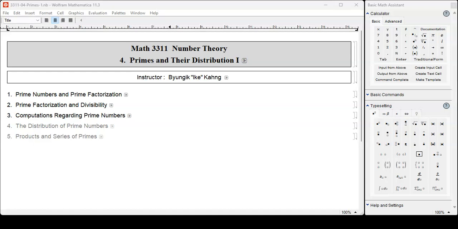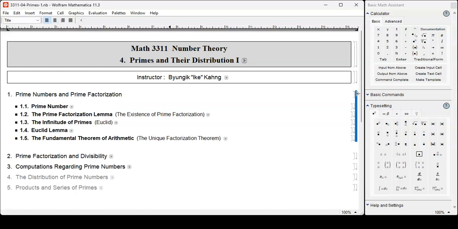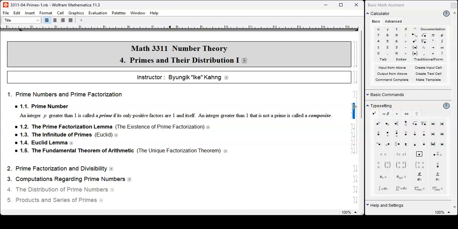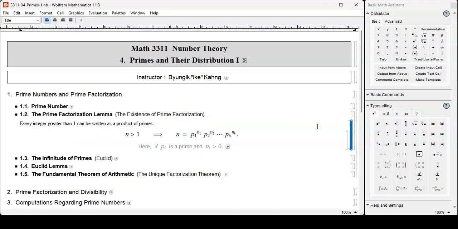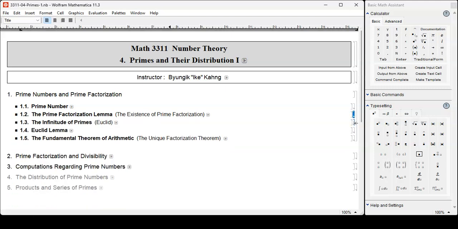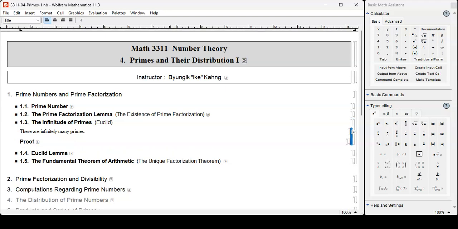Hello students, welcome back. Let us now go ahead and establish the fundamental theorem of arithmetic. Remember the definition of the prime number and the prime factorization lemma, which ensured the existence of the prime factorization. Do you also remember there are infinitely many primes?